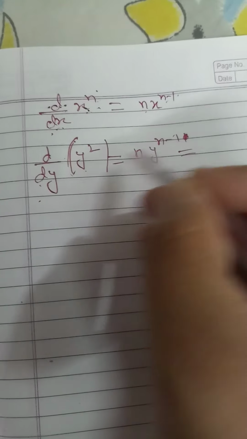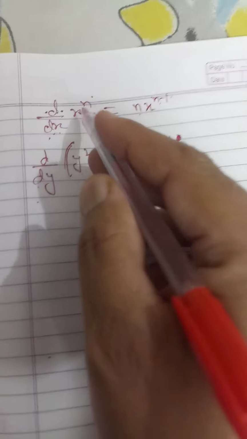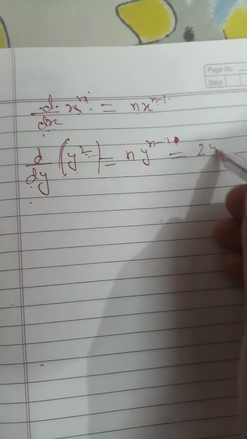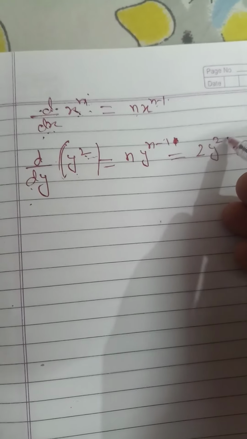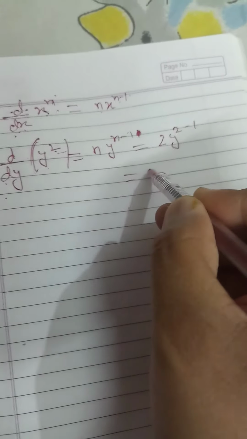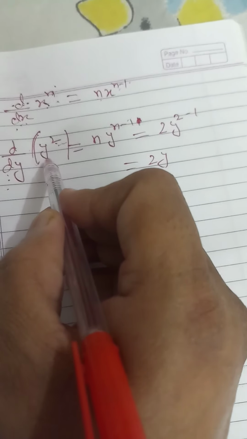So what is my n here? n is my 2 here, like this. Here is n and here is 2. So I will write here 2y^(2-1). So what will be my answer now? 2y. So what is the differentiation of y square with respect to y? Answer is 2y.